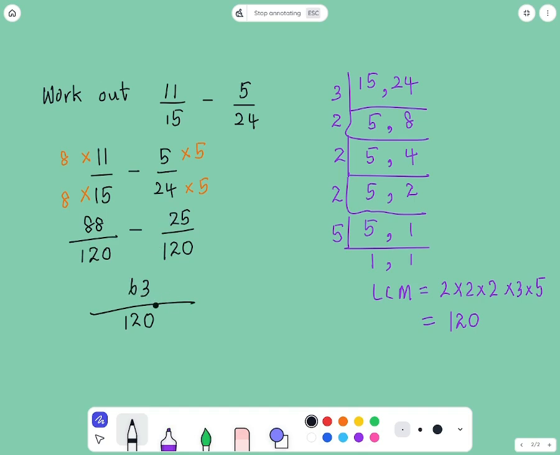Then check whether you can further simplify the fraction. So you can see both can be divided by 3. So I'm going to divide both by 3. So 63 divided by 3, that is 21. 120 divided by 3, that is 40. Okay, further can't. So this is the final answer. That is 21 over 40.